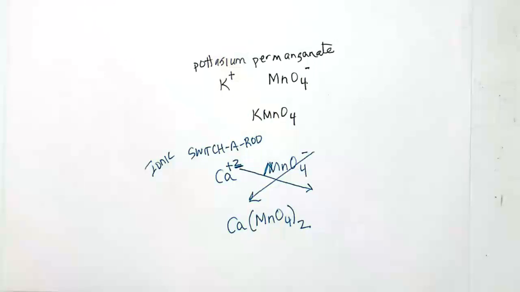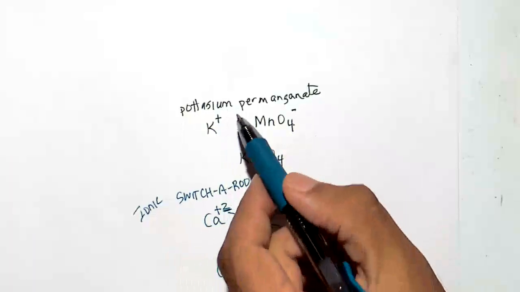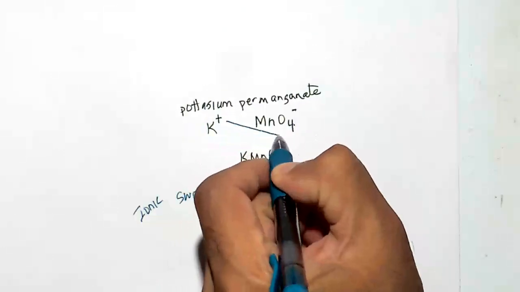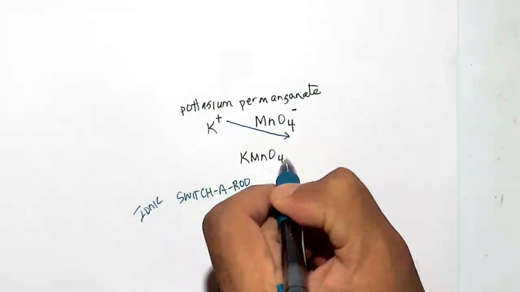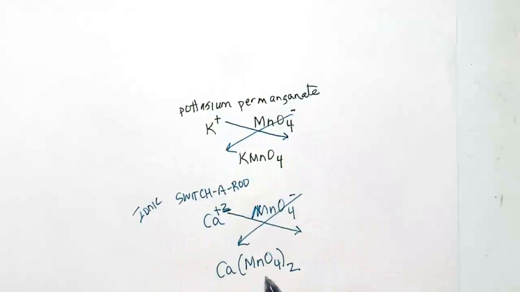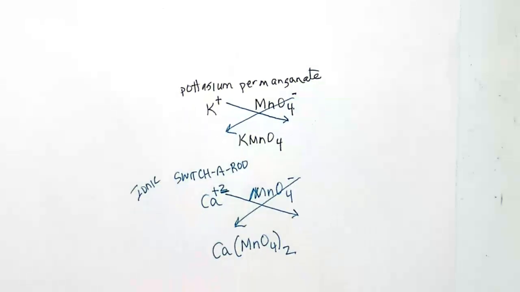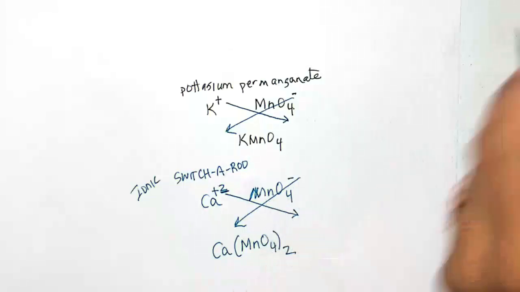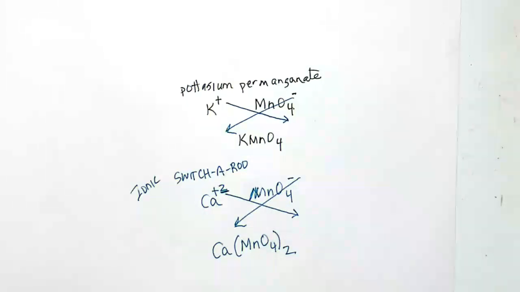Okay, so when we make an ionic compound, what do we do? We switch the numbers. What did we do here? We switch the numbers. Okay, the 1 goes down. Why did I put the parentheses here? Because the MnO4, the whole thing, gets the 2. The whole thing gets the 2.